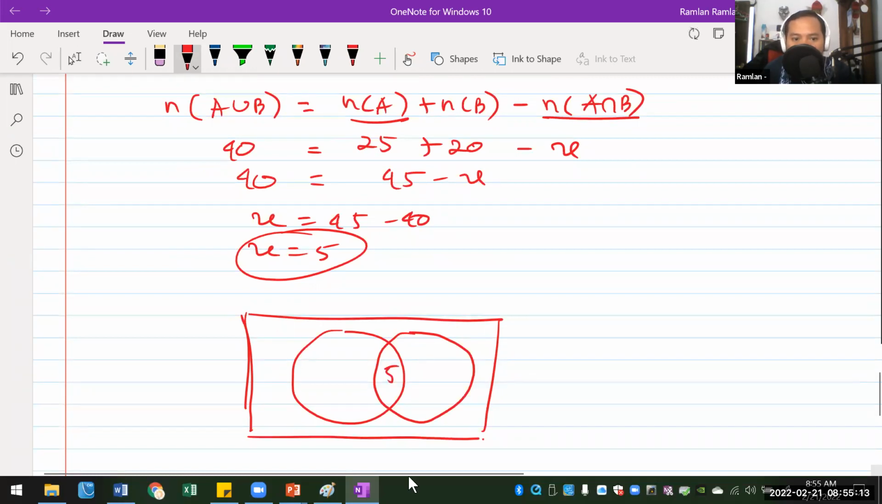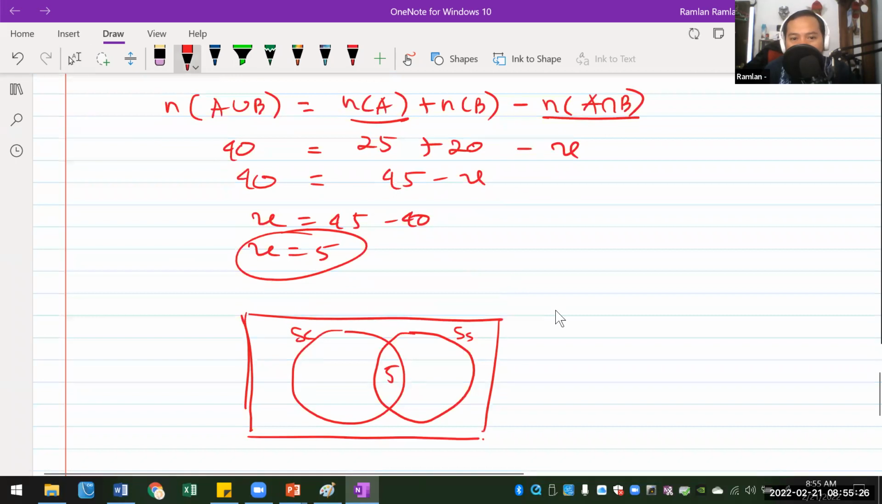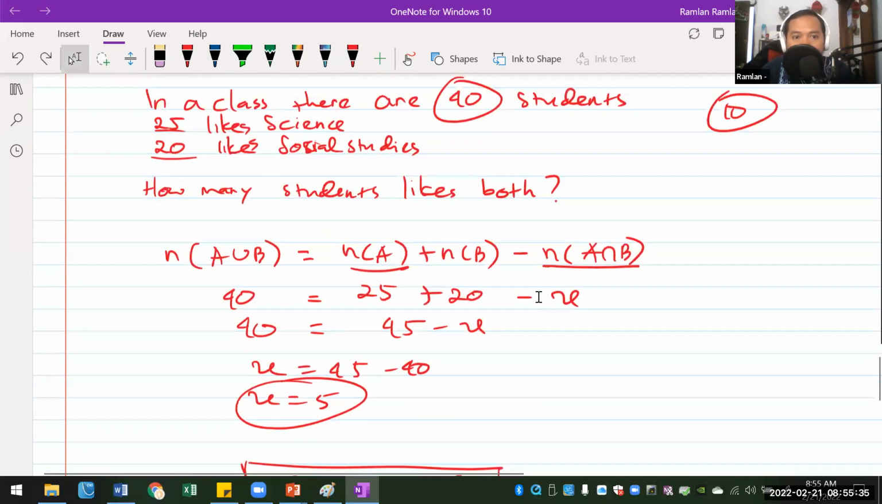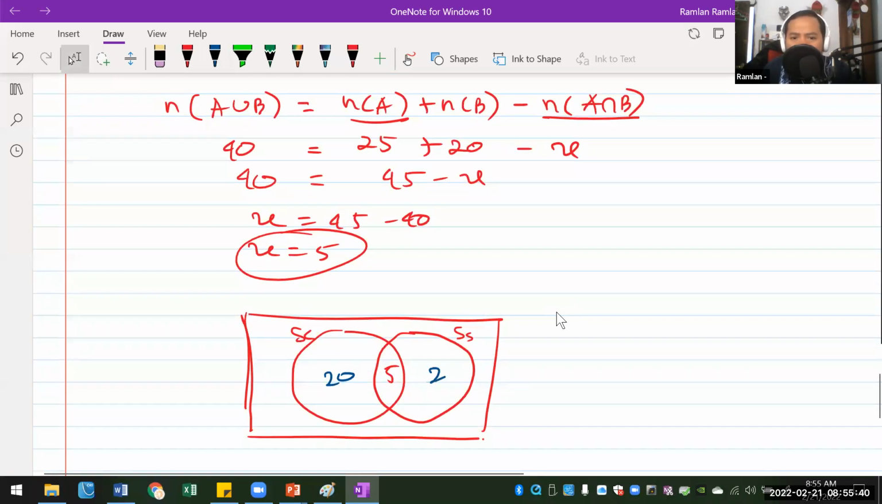So let's say this is science, and this is social studies. We know the students who like science is 25, but we have taken 5 of that, which means this part is 20. It's not 25 anymore because you have taken 5. 20 plus 5 equals 25. And the same thing with this one here, it should be 20, right? But it's not 20 because you have taken 5. So it should be 15.